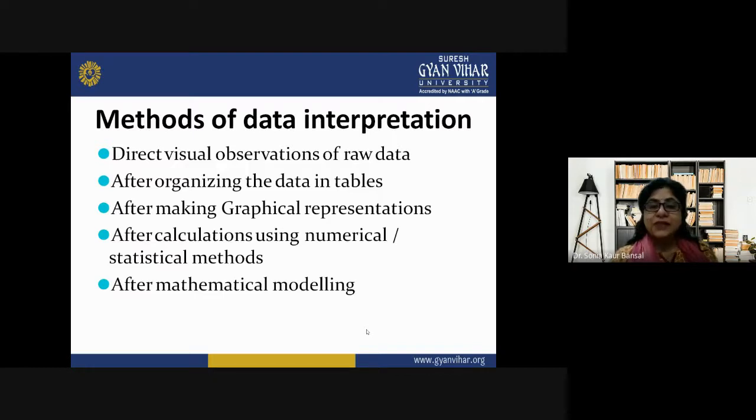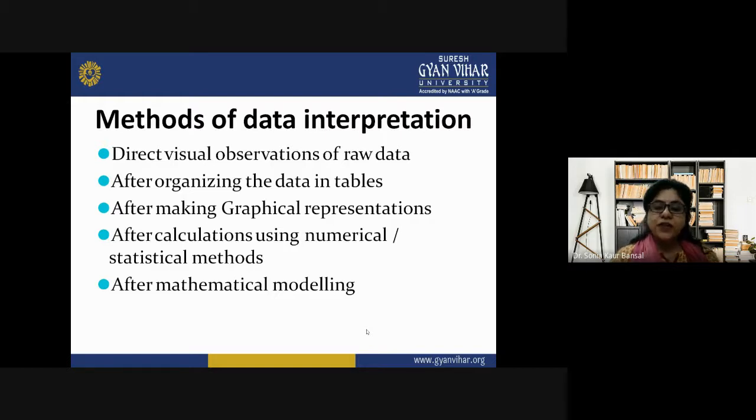After organizing the data in tables, it's very important that data must be organized in a table. So this is another method. After taking the t test, we have to just give the significant number, and then we have to give the mean and SD of that particular data. So for that, showing it in a particular, effective way, the data is organized in tables.